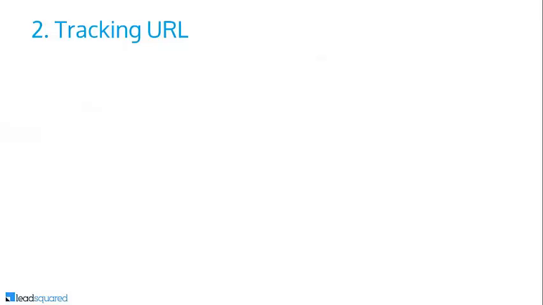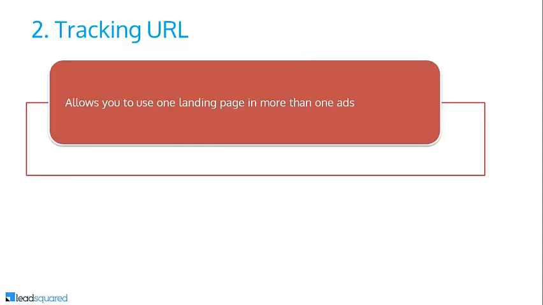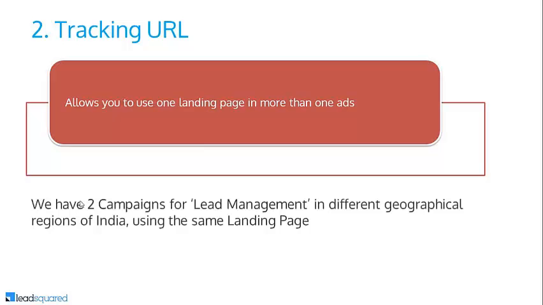Let's come to another part that helps your tracking, which is tracking URL. It allows you to use one landing page in more than one ad. Sometimes what might happen is that you don't have a lot of time to create multiple landing pages. So you might want to use a landing page across different campaigns. So I'll show you this using an example.